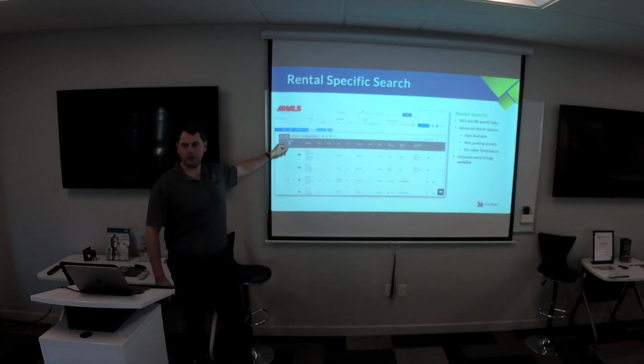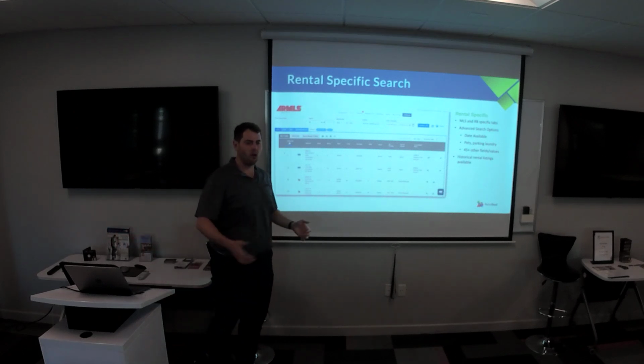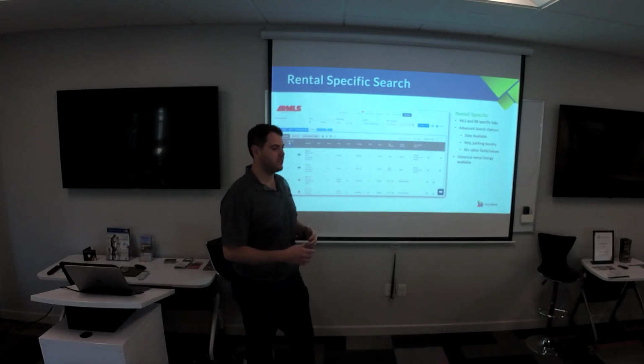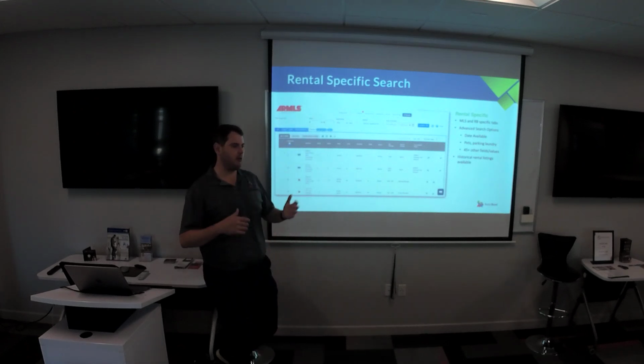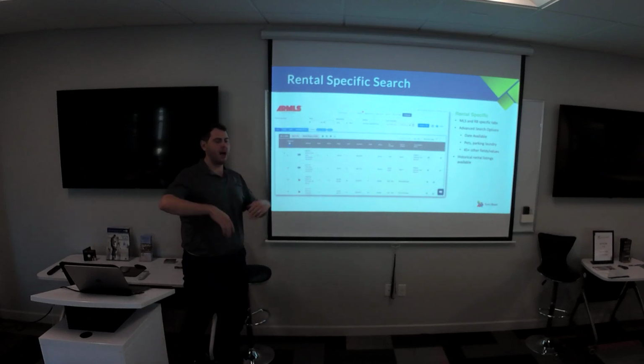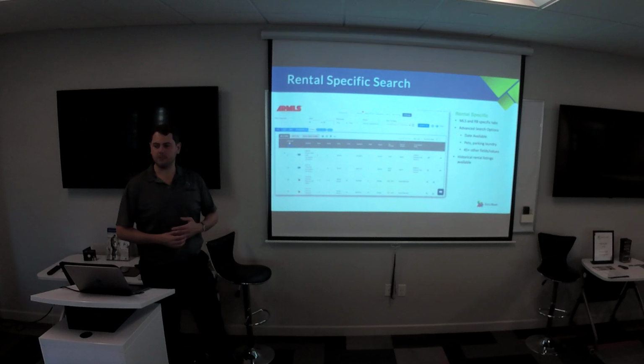If you don't care and you want to use both, you can click the all tab, so you get all the listings. You can filter the usual ways: pets, parking, laundry, address, rent, bedrooms, bathrooms, a variety of different amenities. There's a map search, all the different ways that you'd expect to search.